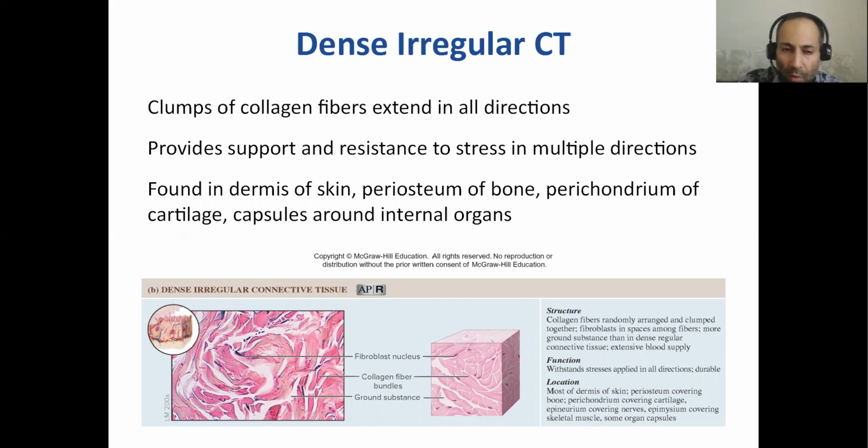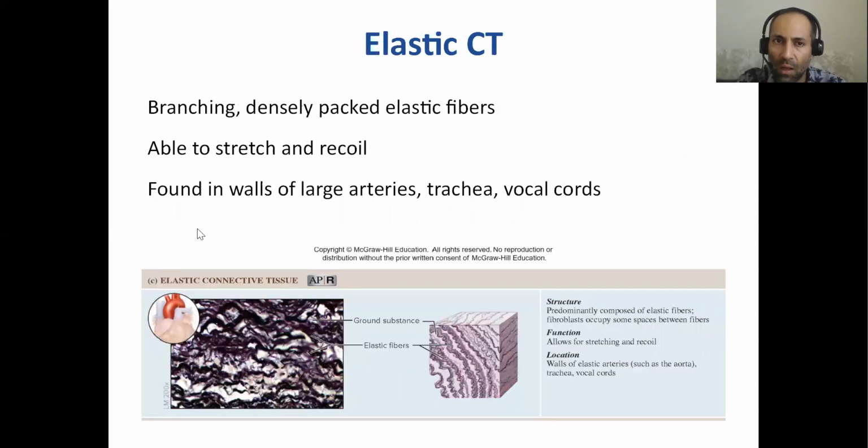So then dense irregular connective tissue. Now, if you look at this picture under the microscope, you see it does not have that wavy, organized pattern. It's kind of all over the place, right? So irregular. That's why clumps of collagen fibers in all different directions. And so this is for resistance and support in many different directions, such as your skin. When your skin is pinched in different directions, the dense irregular connective tissue gives it resilience, as does the surrounding membrane of the bone, the periosteum, and the perichondrium surrounding the cartilage as well.